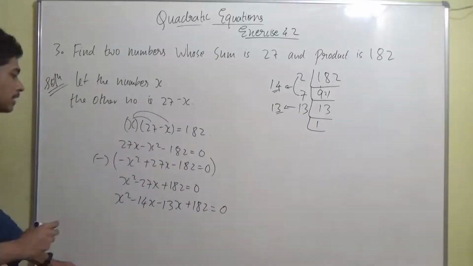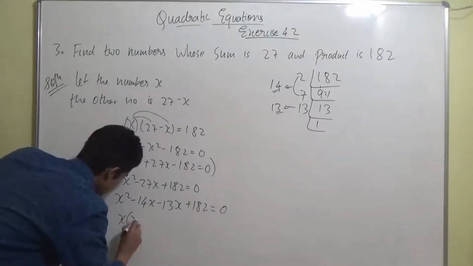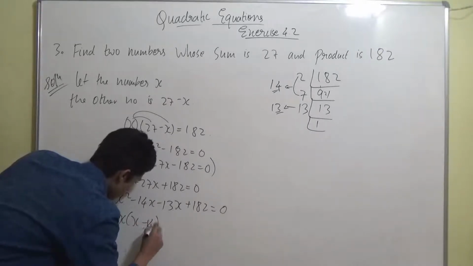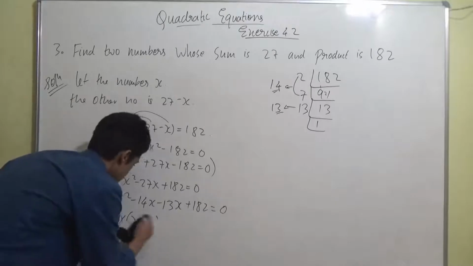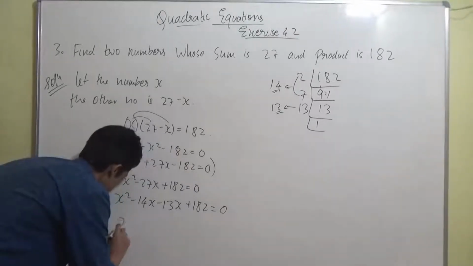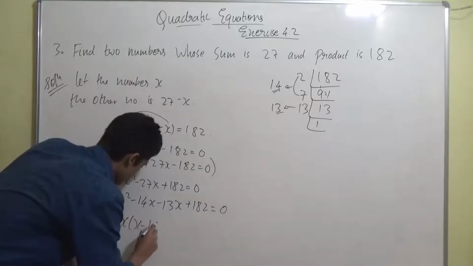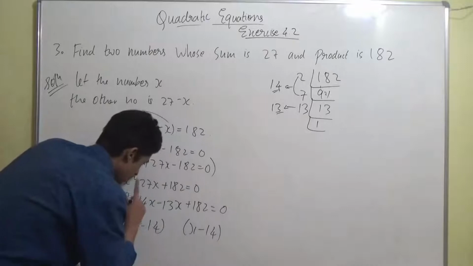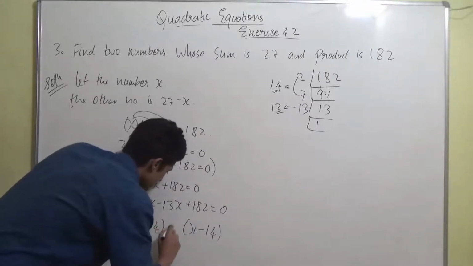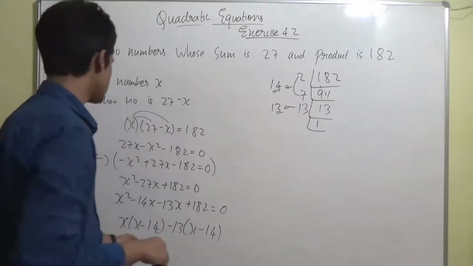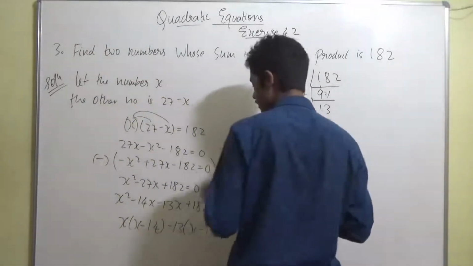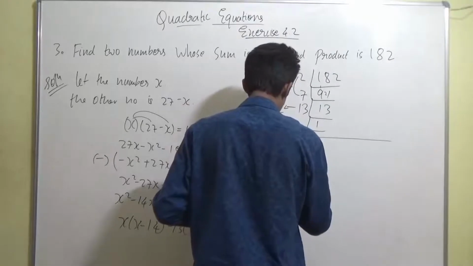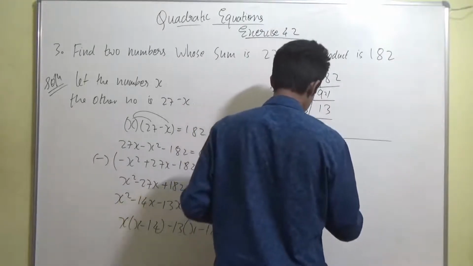Now I'll start taking common, guys. We'll take x in common, so inside, x minus 14 will be remaining. Again here you have to write x minus 14 as it is, and outside, since minus 13x is there, you will write minus 13. Now we go to the further step of the factorization. It becomes x minus 14 into x minus 13.